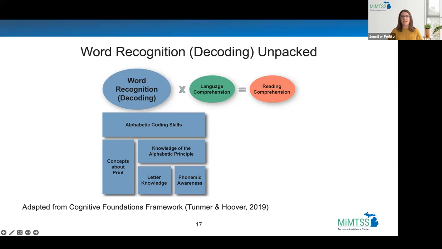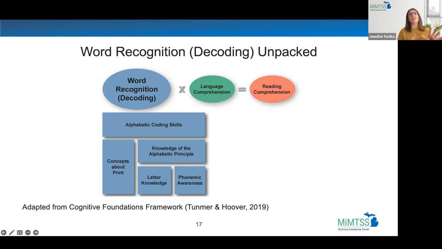Concepts about print refers to our very basic understanding of how print works. At its most basic level, a young child must learn that spaces separate words, if the child is going to begin to match those words to speech. And then we have the knowledge of the alphabetic principle, and that's the second domain that plays into your alphabetic coding skills. We need conscious awareness that letters and letter combinations are used to represent the phonemes underlying spoken words. This has two domains of knowledge, letter knowledge and phonemic awareness.